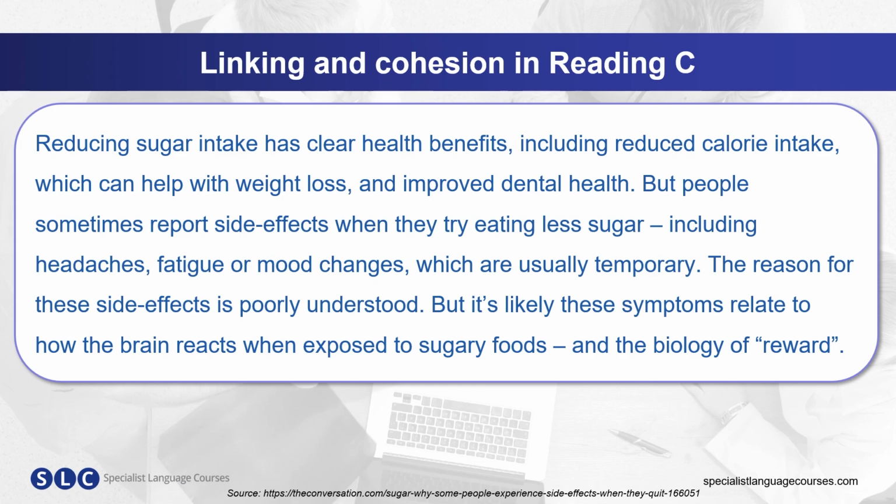Let's take a look. We can see examples of cohesion with "which" referring to reduce calorie intake, and the use of "and" to express another benefit of reducing sugar intake. "But" is used to introduce the contrasting information that despite the benefits of reducing sugar, some side effects can be experienced. "Which" refers to these side effects and is used to add that they should be temporary.